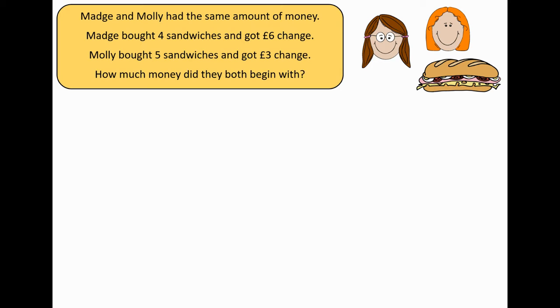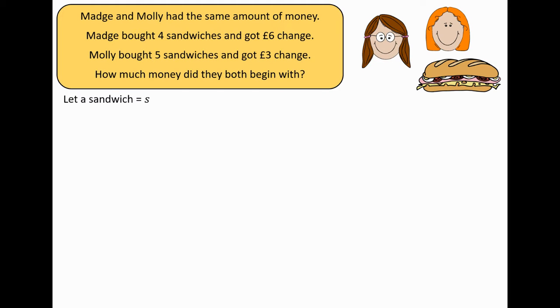One more example. This is a little bit more worded question. So let's pay attention here. Madge and Molly had the same amount of money. So they had the same amount of money. Madge, though, she bought 4 sandwiches and got £6 change back. Molly bought 5 sandwiches and got £3 change back. How much money did they both begin with?